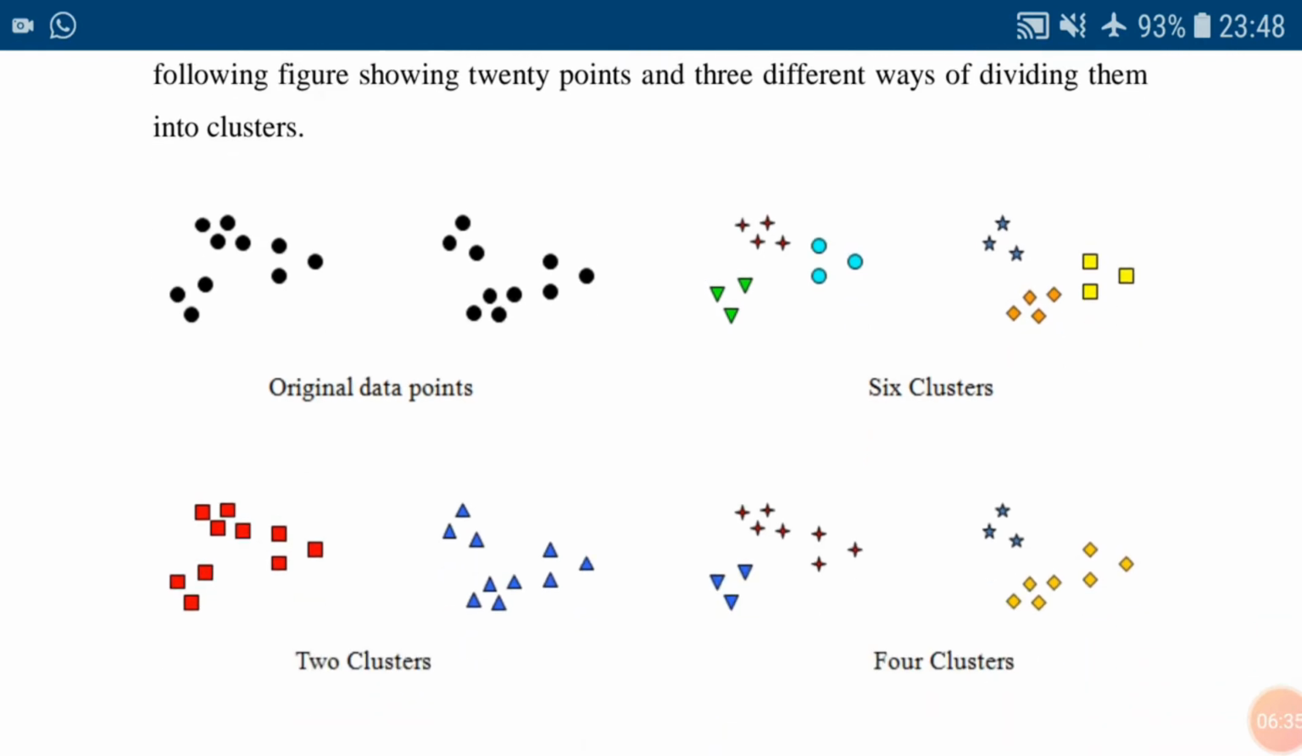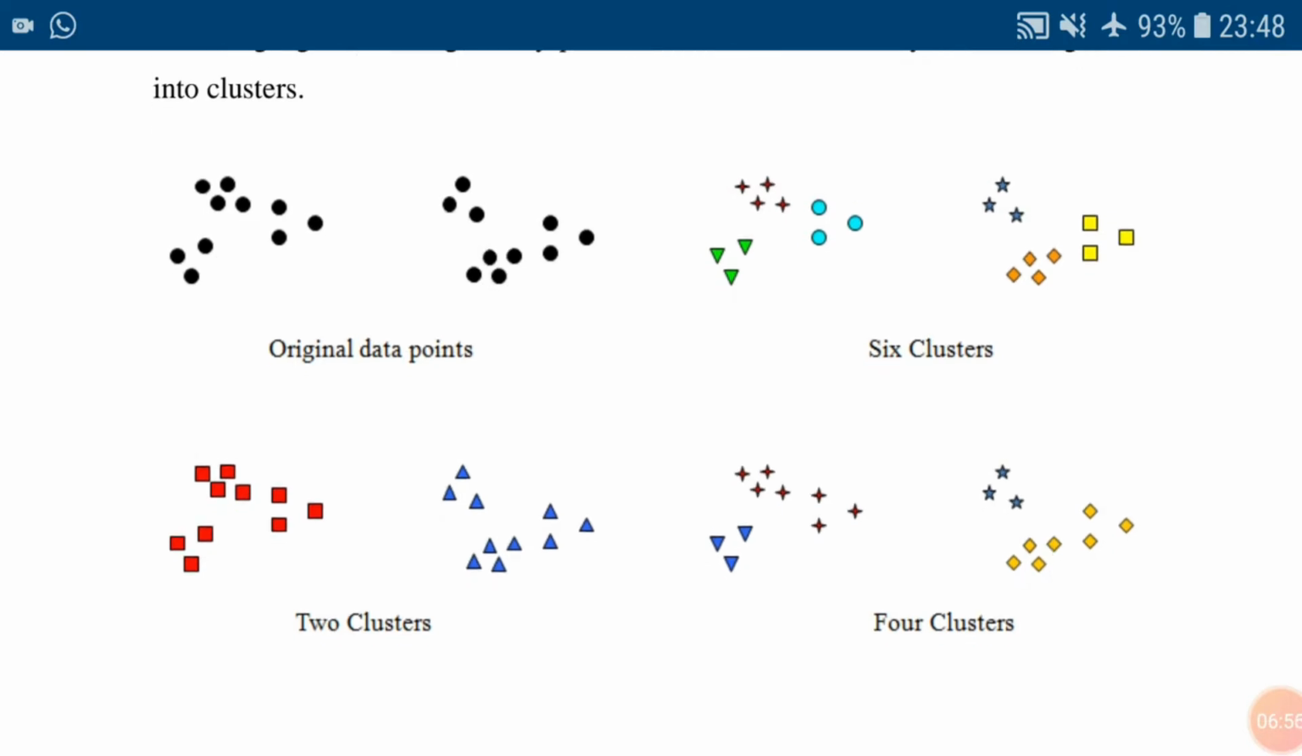In figure part A, the original data points are there, so there is no division of data into clusters. Why? Because all elements have the same shape, there is no dissimilarity. Considering figure B, we will see different clusters having different shapes. Here the data elements have different shapes, and based on the shape, we will divide the data into different clusters.